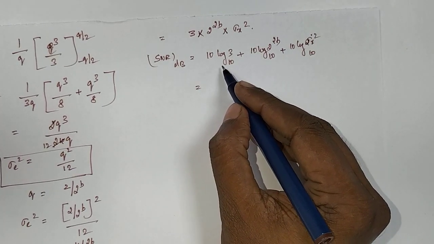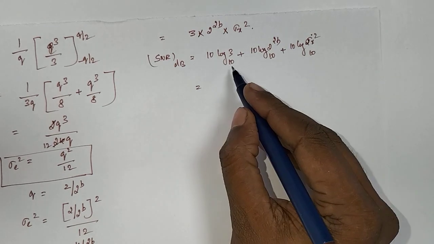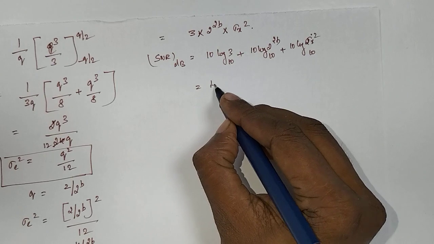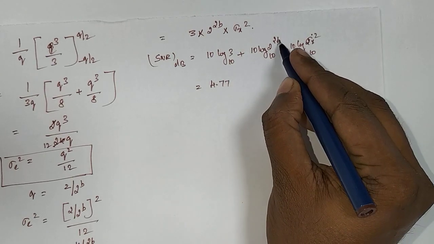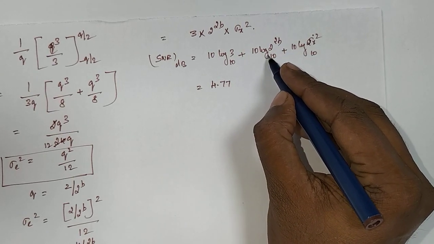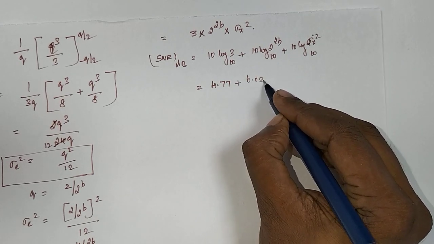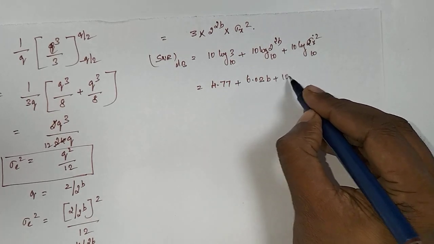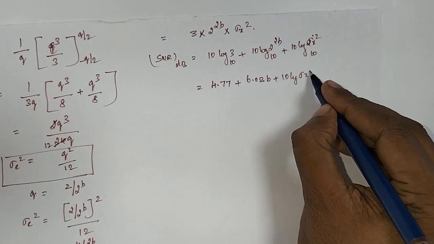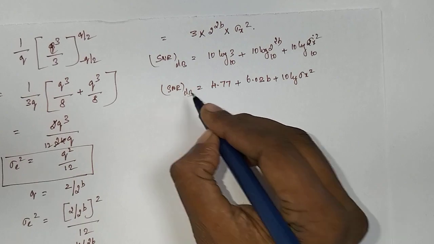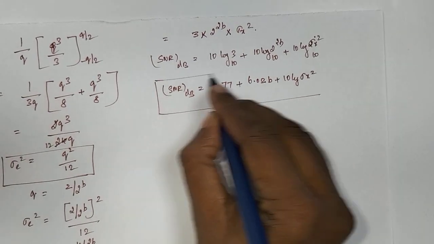Then for log 3 base 10, multiply by 10, it is 4.77, and similarly 2 power b means 20b, log 2 into 20 is equal to 6.02b plus 10 into log sigma x square. So this is the signal to quantization noise ratio for b bits.